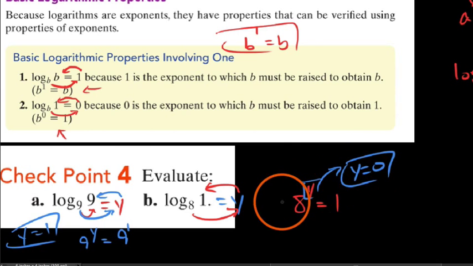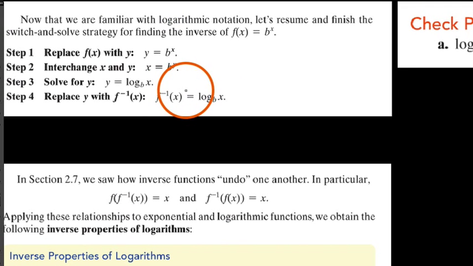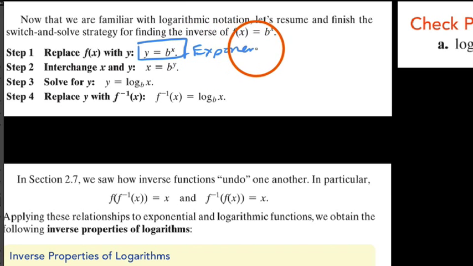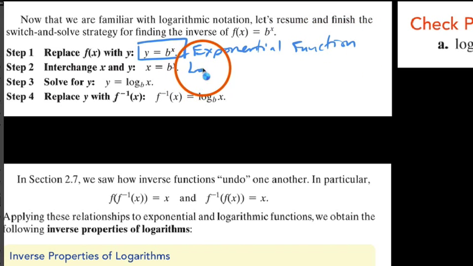So these properties of logs are good to know. Log base b of b is 1 and log base b of 1 is always 0. But of course, you can always rewrite them and verify these things. So in this last little discussion we're going to have here, we've mentioned that this would be an exponential function. And then the inverse of an exponential function would be a logarithmic function.